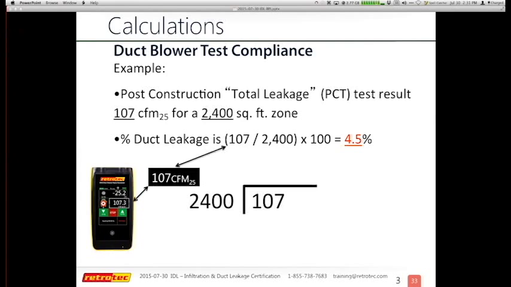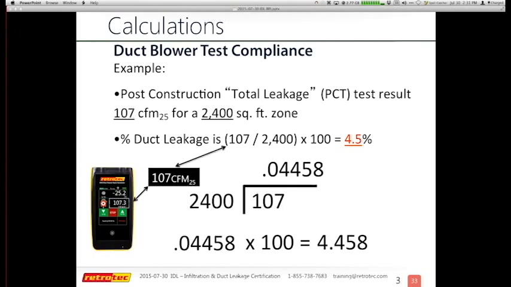Whenever you're doing this type of percentage, it always looks strange to do the math, and you should always end up with something that starts with 0 point something. So we're doing 107 divided by 2,400, which gives us 0.4458. Then we multiply it by 100 to give it back to our percentage, or our individual number per 100 square feet. So we're at 4.458. That's a hard thing to say.